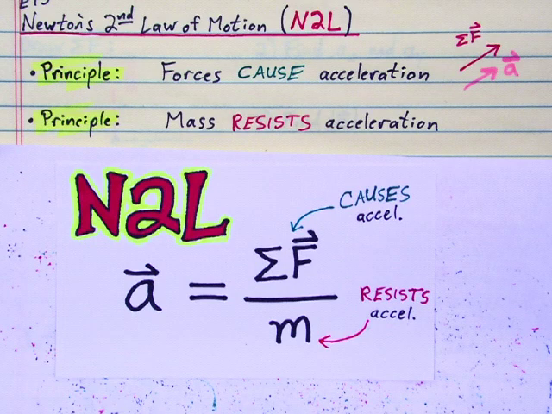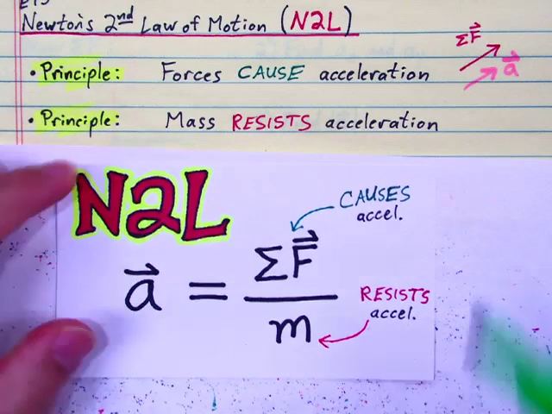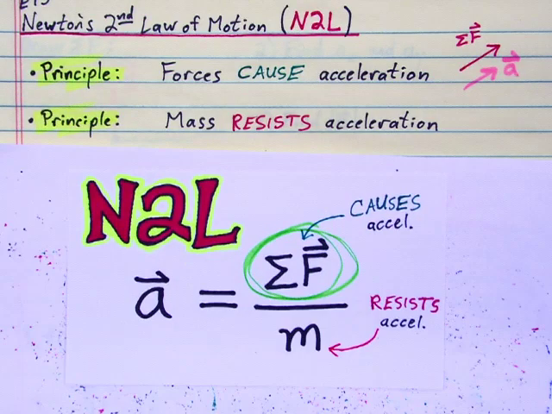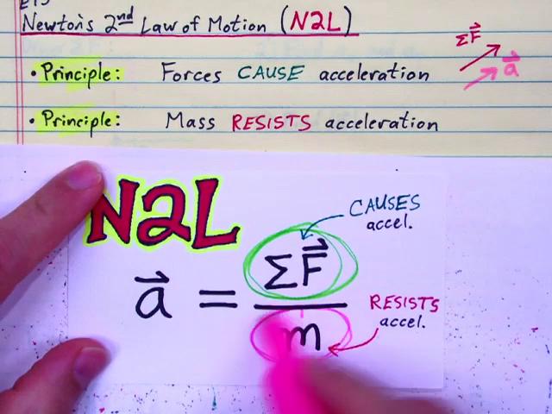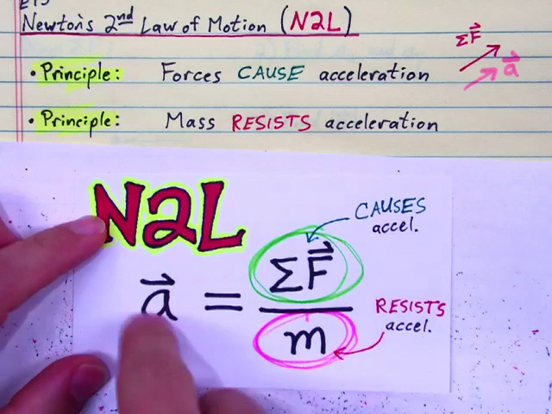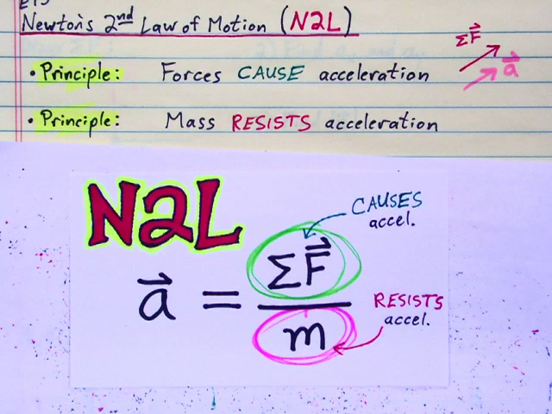And there it is. This competition between the net force, the thing that is causing the acceleration of the object, the interactions it's experiencing, and the object's mass, which is resisting that acceleration. This competition determines what the acceleration of the object will be at that instant. Here it is, Newton's second law.